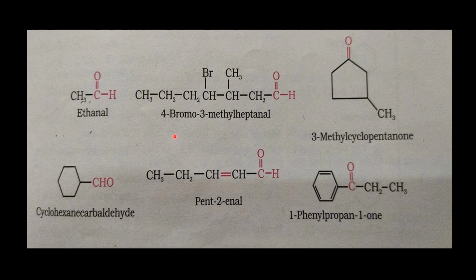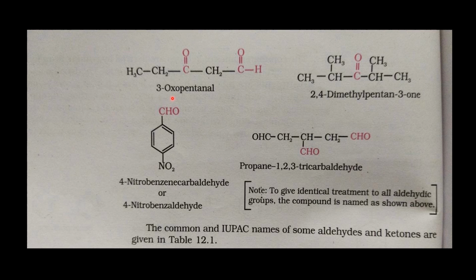Ethanal, 4-bromo-3-methylheptanal, 3-methylcyclopentanone, cyclohexane carbaldehyde, pent-2-enal, 1-phenylpropan-1-one, 3-oxopentanal, 2,4-dimethylpentan-3-one, 4-nitrobenzene carbaldehyde or 4-nitrobenzaldehyde. This one is propane-1,2,3-tricarbaldehyde.